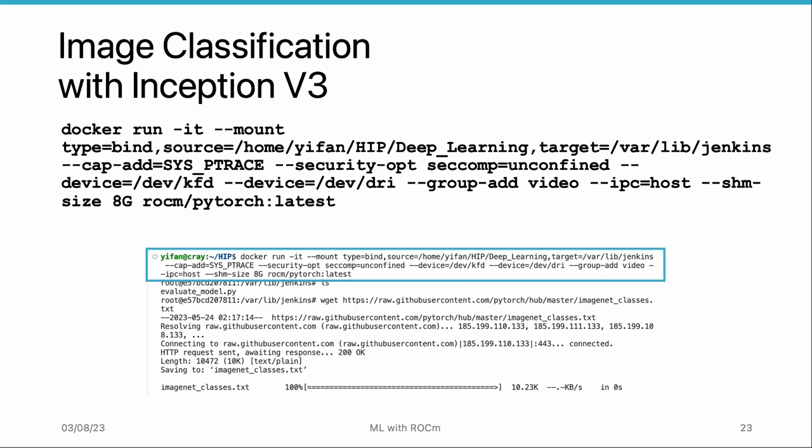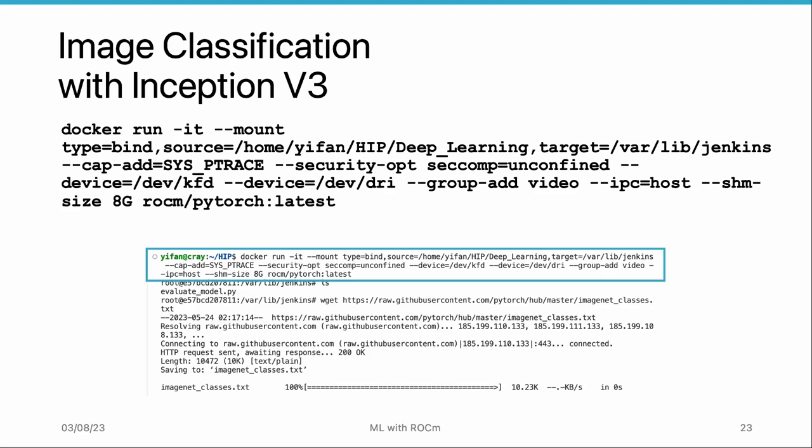To execute a Python script within a Docker container, we can utilize the provided command in the slide. This command launches a Docker container based on the latest ROCm/PyTorch image, incorporating a range of configurations and options.